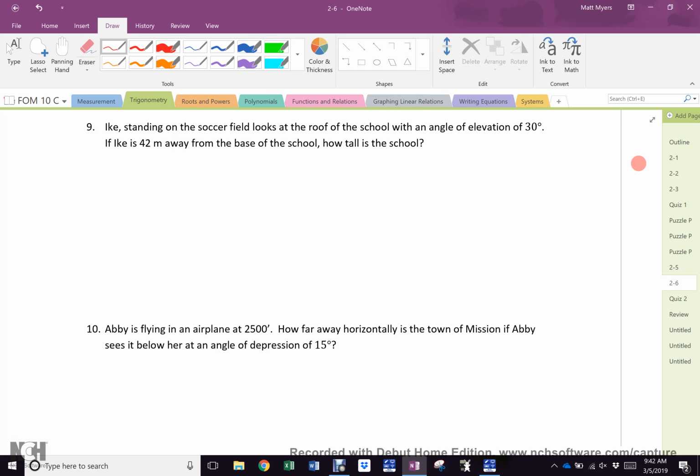So as Sage said earlier, we need a triangle. Can't do trig without a triangle. A lot of kids have a lot of trouble doing these trig questions that don't have a triangle already. I really don't know why. There's the triangle. Now, set it up the way the question says. Ike is standing on a soccer field. Where would Ike be standing? Up in the sky or down on the ground? Down on the ground. Pretty easy.